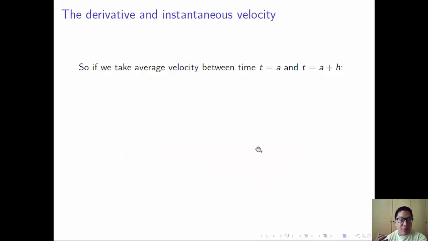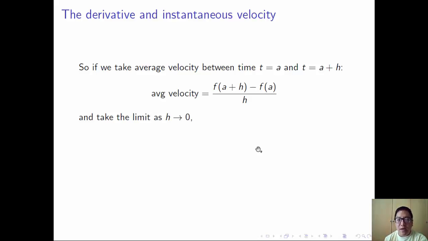So again, if we take your average velocity between time a and time a plus h, which we just saw was equal to f of a plus h minus f of a all over h, and we take the limit of that as h approaches 0, we can use that to define the idea of instantaneous velocity at time a.